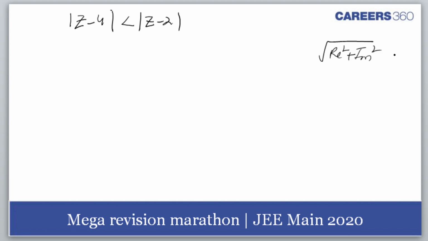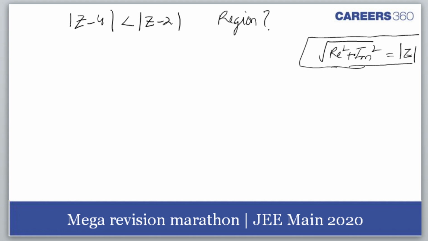I'll be moving in and out of the topic. Imaginary part square, that is mod of z. What does this represent? Can somebody tell me what is the region represented by it? I'll take up modulus of a complex number a little later, but here it suffices that mod of z is the square root of real part square plus imaginary part square. Okay? Can somebody tell me what region this represents? I'm waiting for the answer.